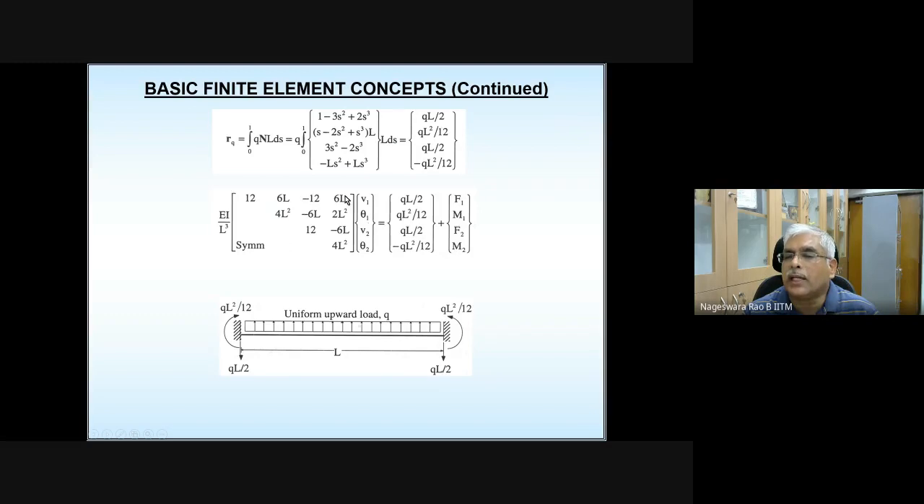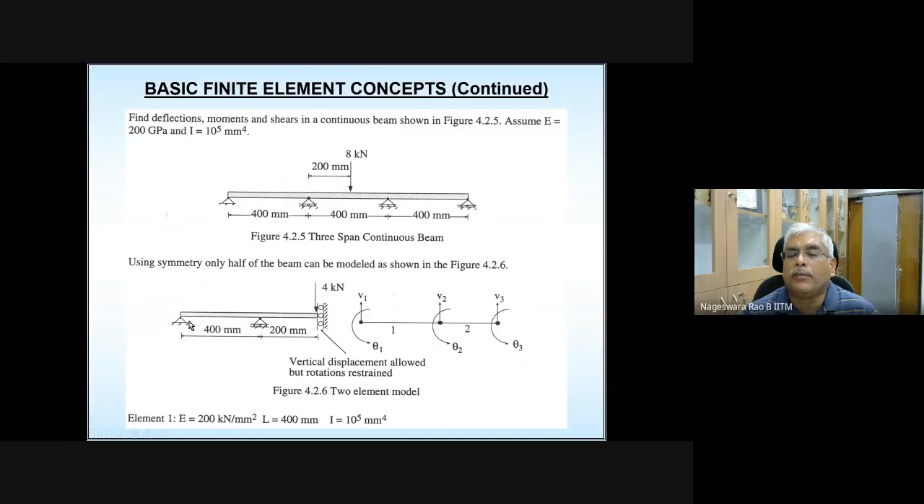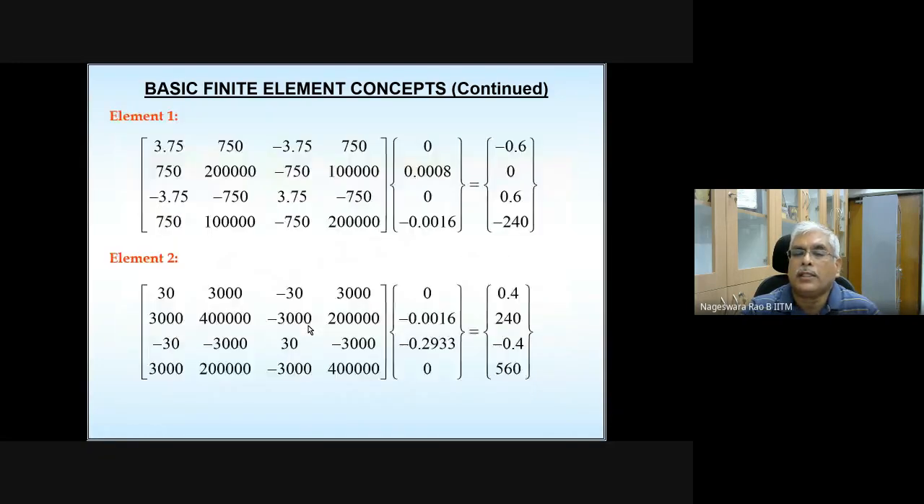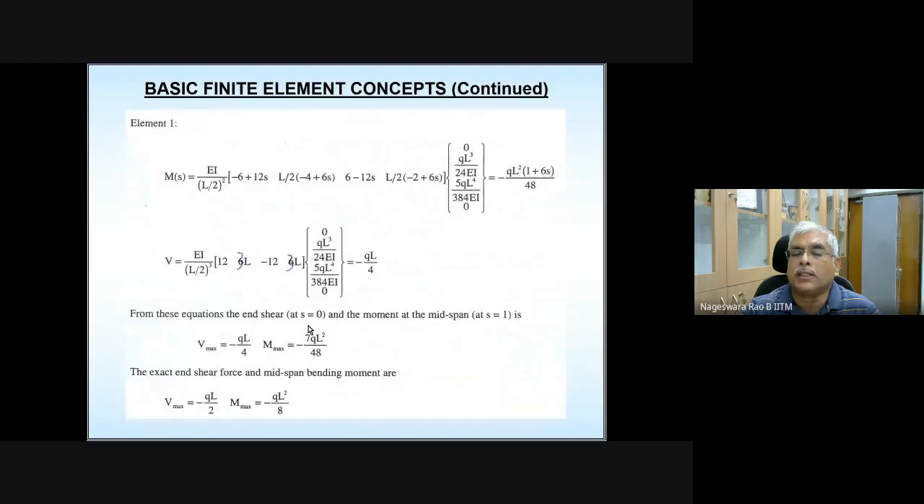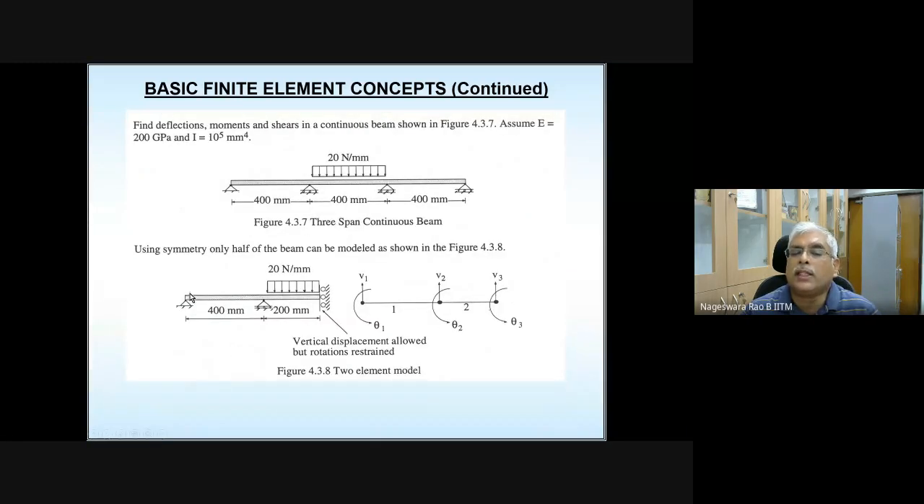Already the stiffness matrix is there. Also, if you see this problem, even the boundary conditions are the same: V1 is 0, V2 is 0, theta 3 is 0. Same boundary conditions are applicable even for this problem. So everything is the same except the load vector for the second element.